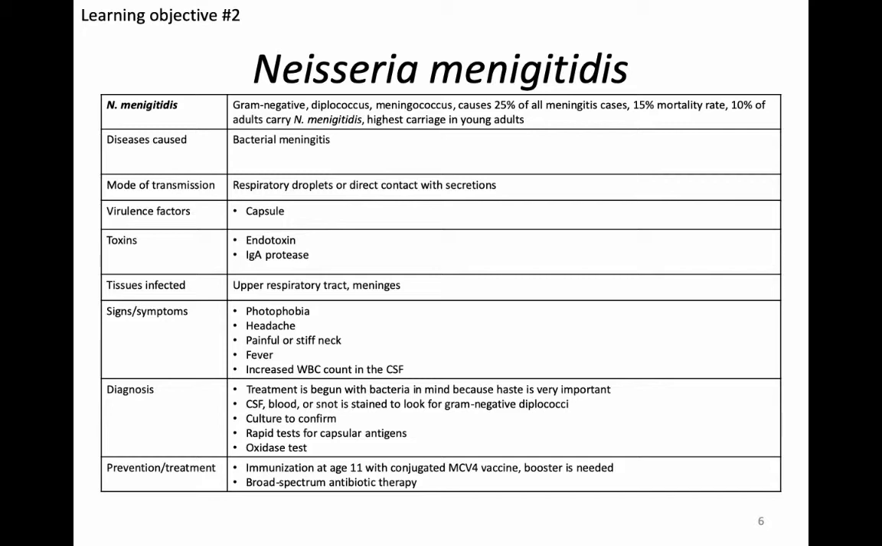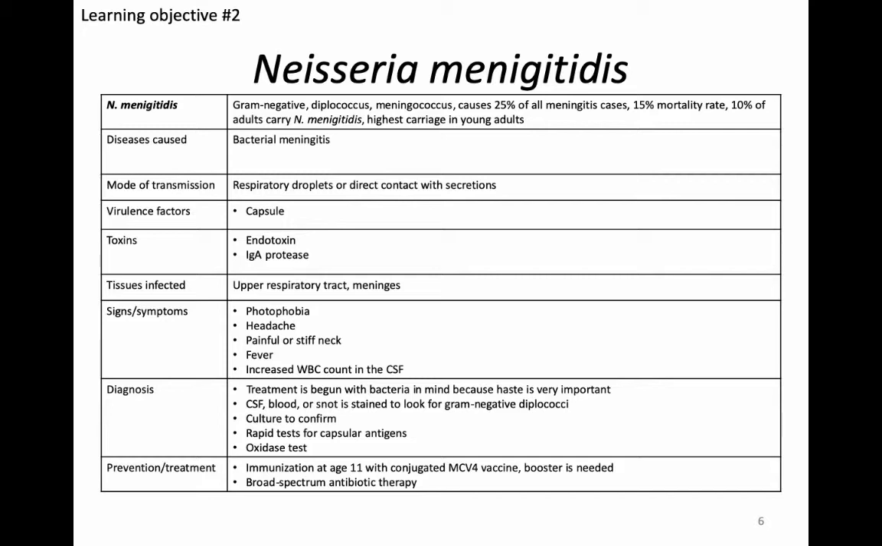So diagnosing meningitis is important to do very quickly because the disease can be fatal and it progresses very fast. So usually if a person has symptoms of meningitis, you will start treatment immediately, and you will then do testing to confirm or eliminate the possibility that they actually do have meningitis. So what you would do is take a sample of cerebrospinal fluid, blood, or snot, and you would stain it with a gram stain and look for gram-negative diplococci. You could also culture the sample in order to confirm the presence of Neisseria.